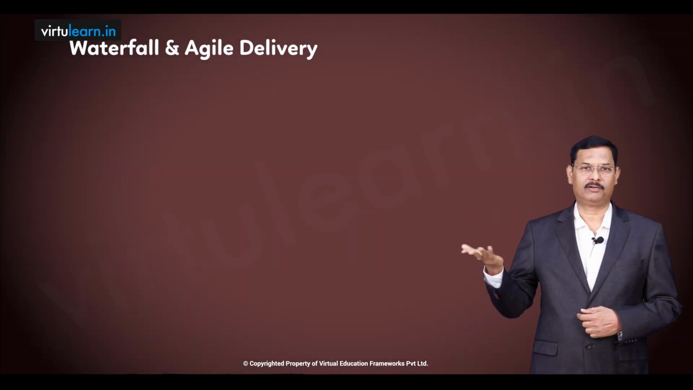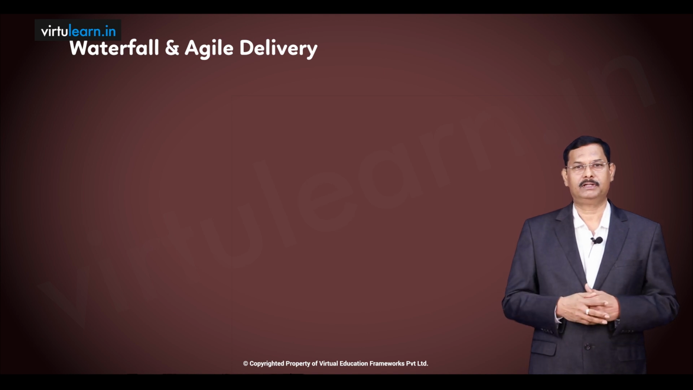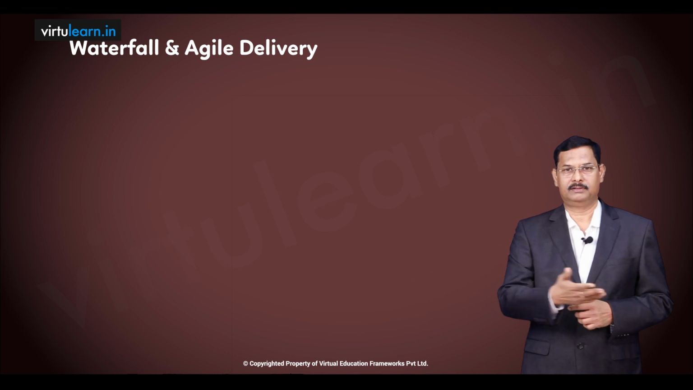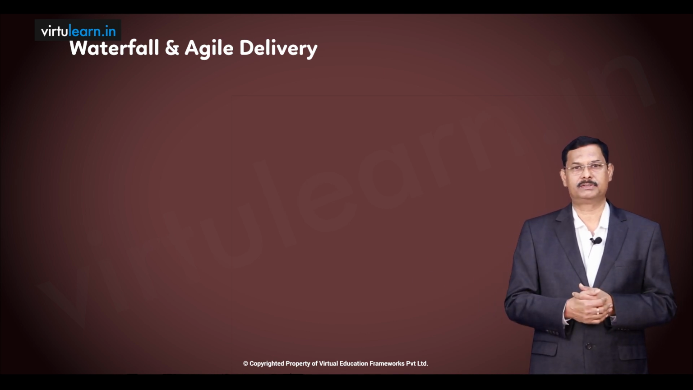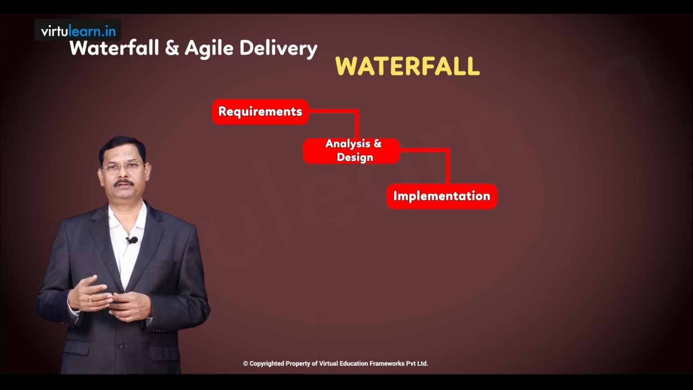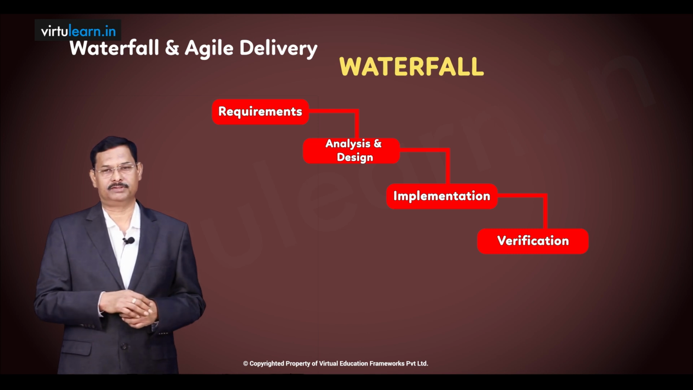Now let's summarize waterfall delivery and agile delivery approaches. As we learned, waterfall delivery relies on sequential process activity steps. For example, requirement gathering, design, implementation or coding, testing, and delivery. This happens in a sequence.